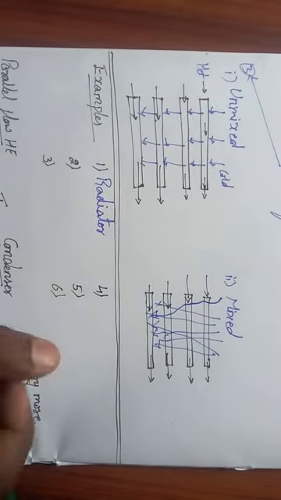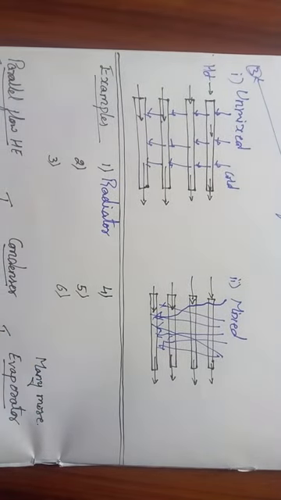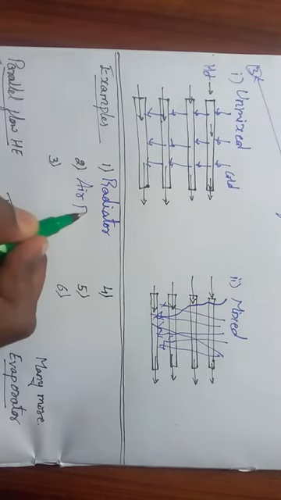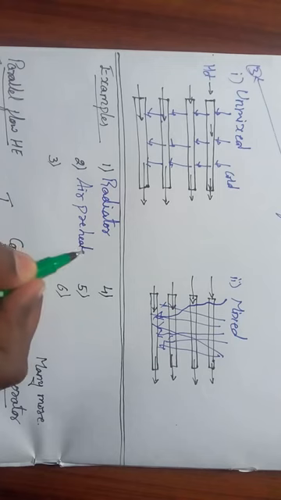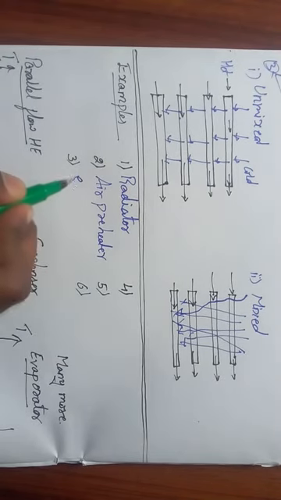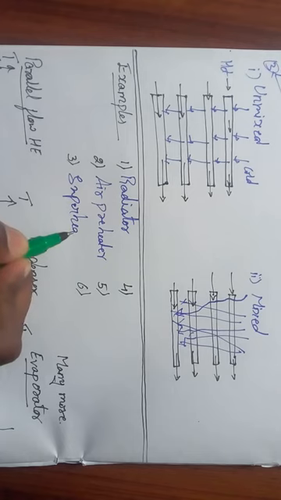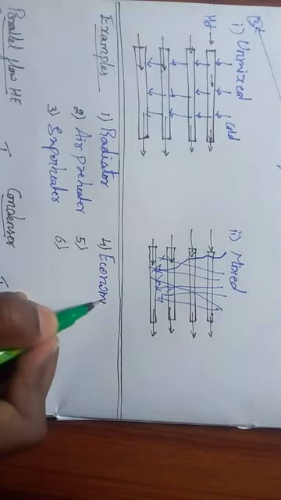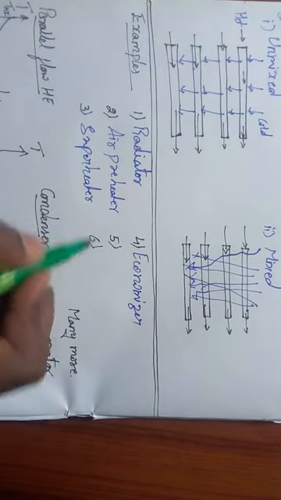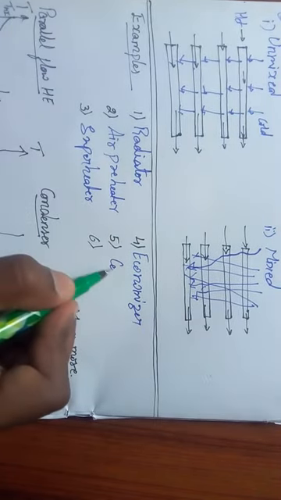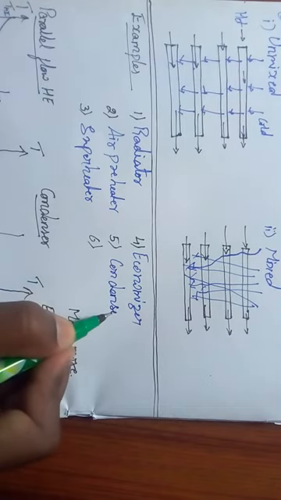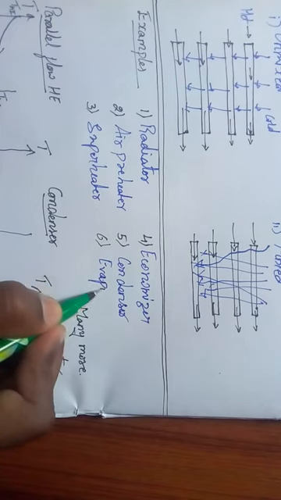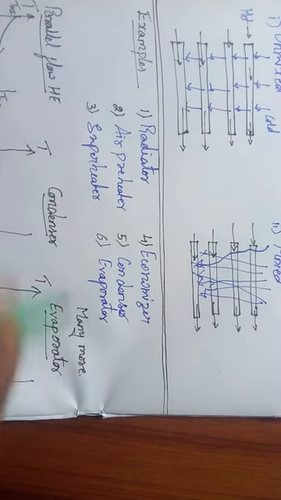Now when we speak about boilers, we have many more examples of heat exchangers, such as the air preheater, the superheater, and a device called the economizer. Under refrigeration we have the condenser, the evaporator, and many more.